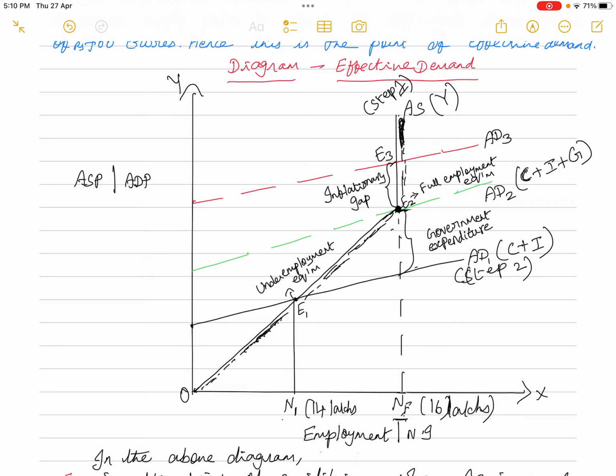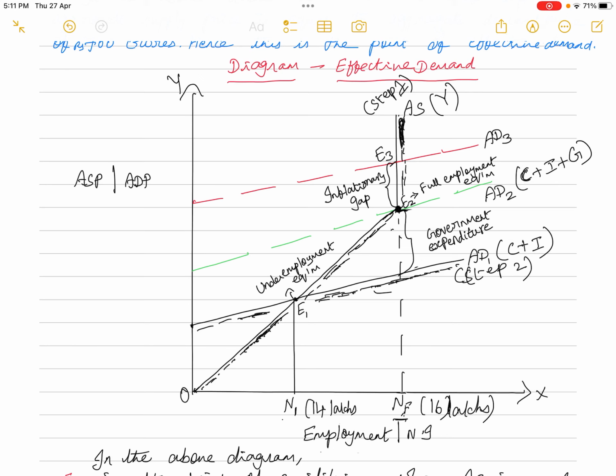So aggregate demand AD1 is equal to C plus I. Some amount of expenditure will always be there. That's why it doesn't start from the origin. It starts from some point on the y-axis. As the level of employment keeps on increasing, the aggregate demand price will also keep on increasing. So this is AD1, but it will not be as steep as the aggregate supply curve; the aggregate demand curve is always more slanting. So the first is aggregate demand curve AD1, C plus I. That is step 2.